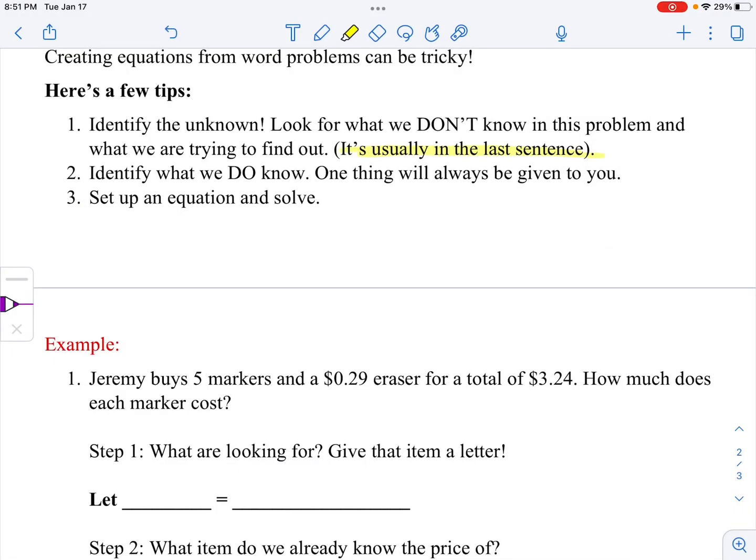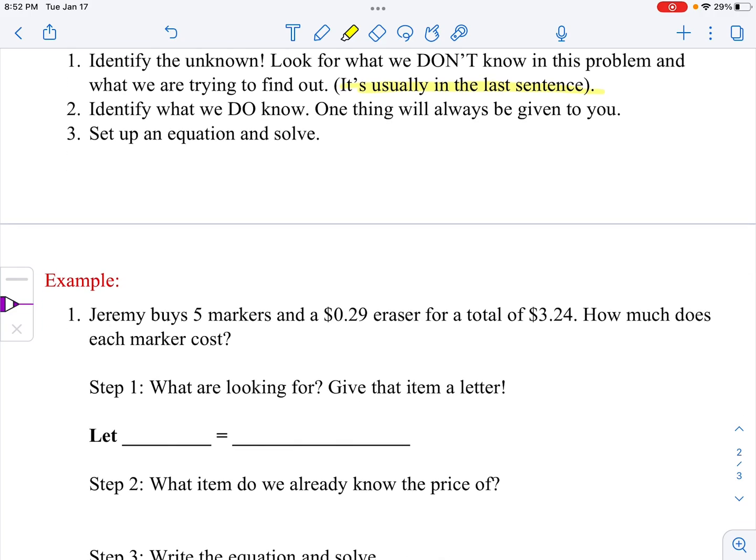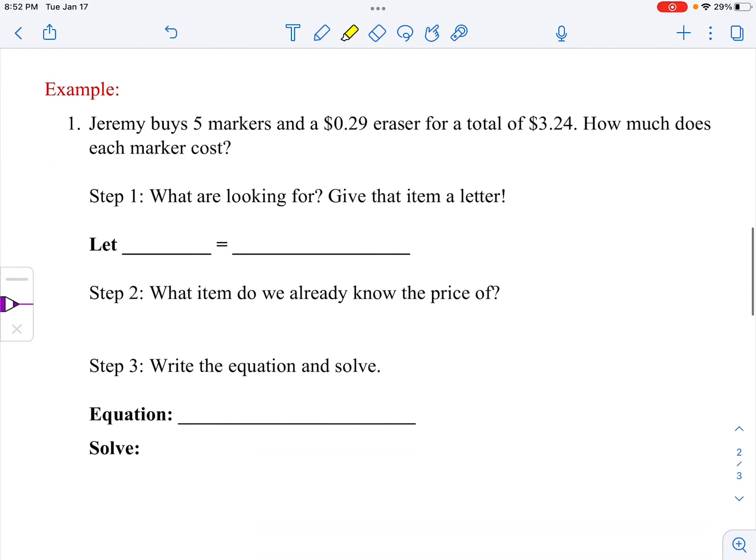Okay, I apologize. My video got cut off, so I'm going to pick up where we left off. So we know that there's going to be something that we don't know, and then there's going to be something that we do know. And then we're going to take that information to set up an equation. So I'm going to show you what I mean. I break these down into 3 steps to make it nice and simple for everybody.